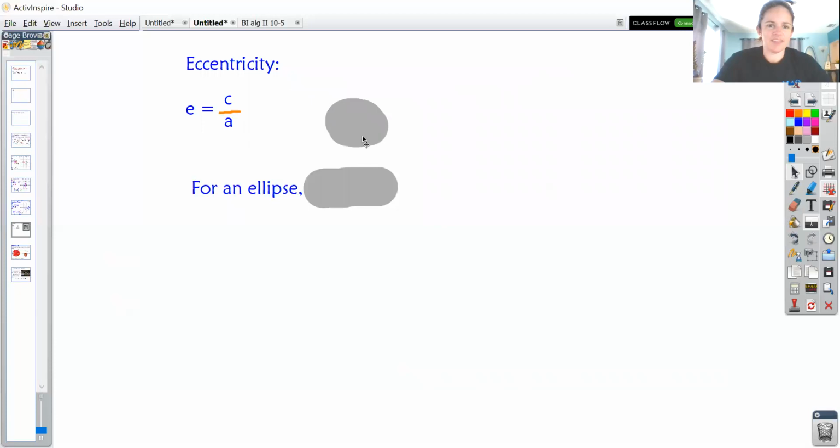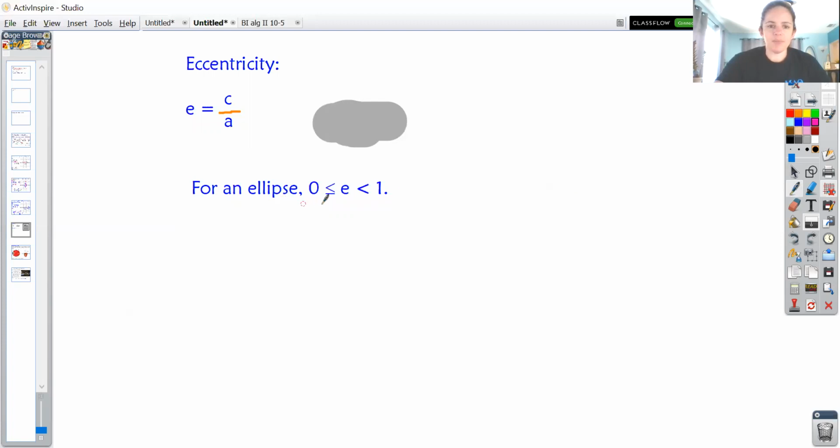And we have this equation that says the eccentricity of any ellipse is whatever C is over whatever A is. And for an ellipse, which one is bigger, C or A? For an ellipse, A is bigger than C because you're going farther to get to the vertices than you are to get to the foci. So for an ellipse, the eccentricity is going to be between 0 and 1 because A is bigger, so the denominator is bigger.